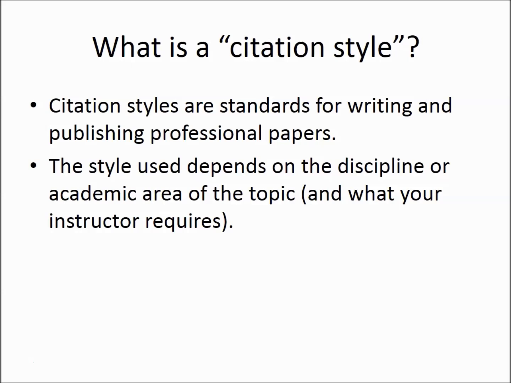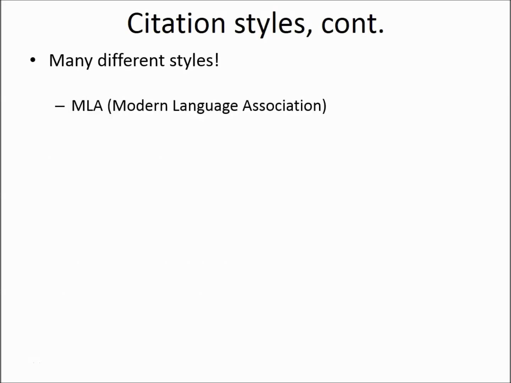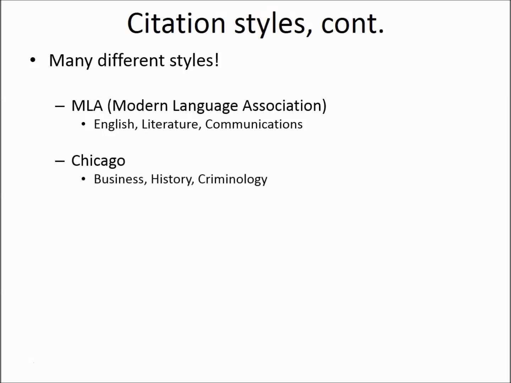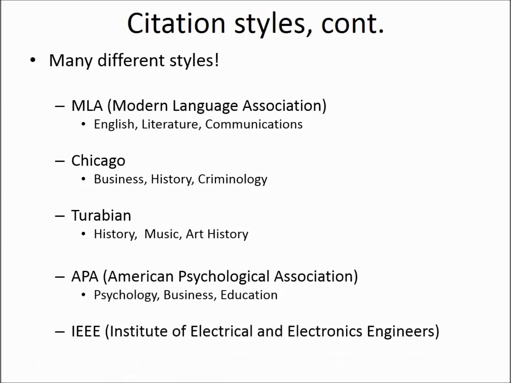Academic areas that use different styles of citations include the social sciences, humanities, and the hard sciences, to name a few. There are many different citation styles available. For example, MLA or Modern Language Association, Chicago style, Turabian style, APA or American Psychological Association, and the IEEE or Institute of Electrical and Electronics Engineers. Note that some citation styles may be used in more than one area.